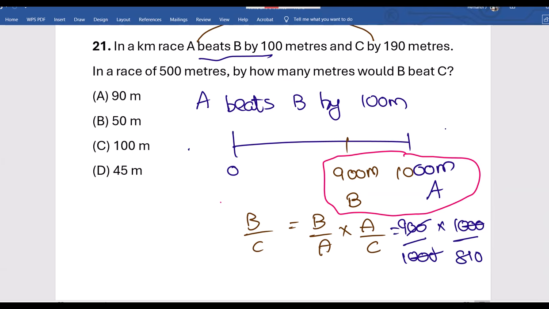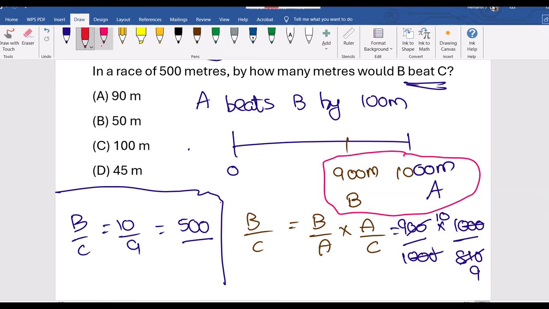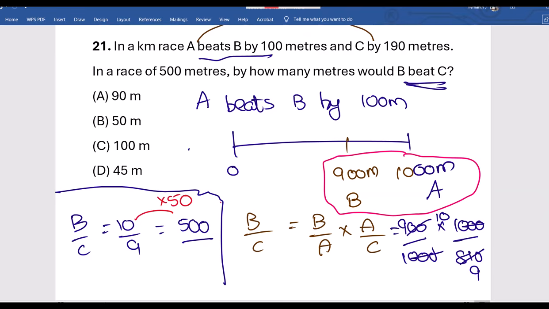This is 9 tens, 90 tens, 90 nines. B by C is 10 by 9. But my dear friend, B participated in which race? This should be 500 divided by something, so 10 should be multiplied by 50. Here also multiply by 50. So when B traveled 500, C traveled 450. So B beat C by 50 meters.